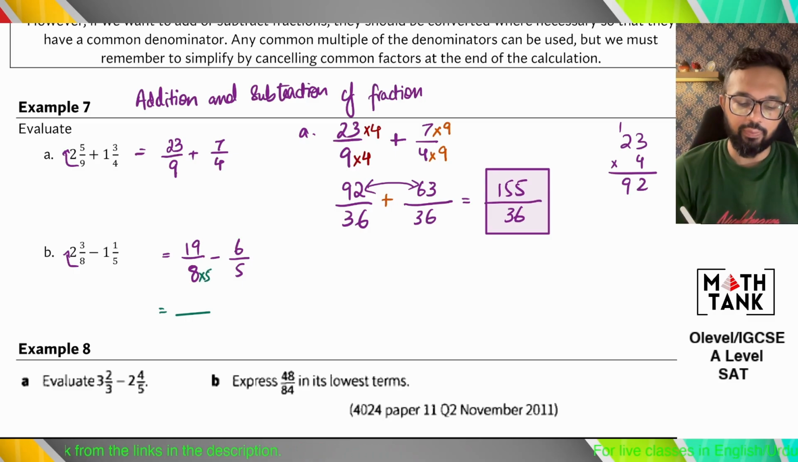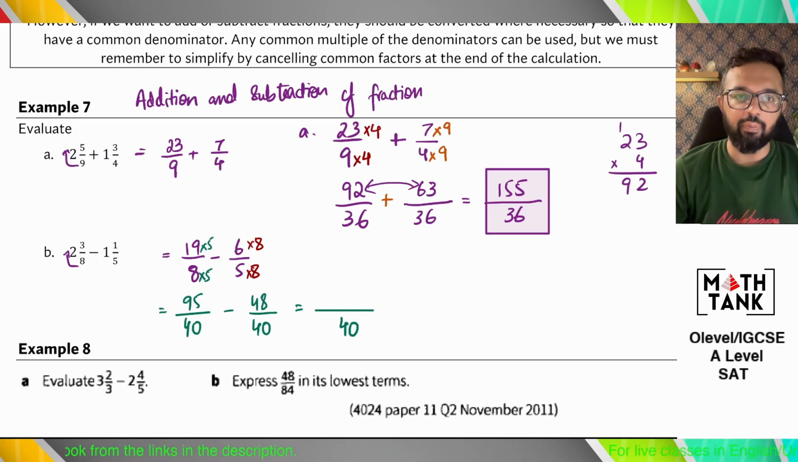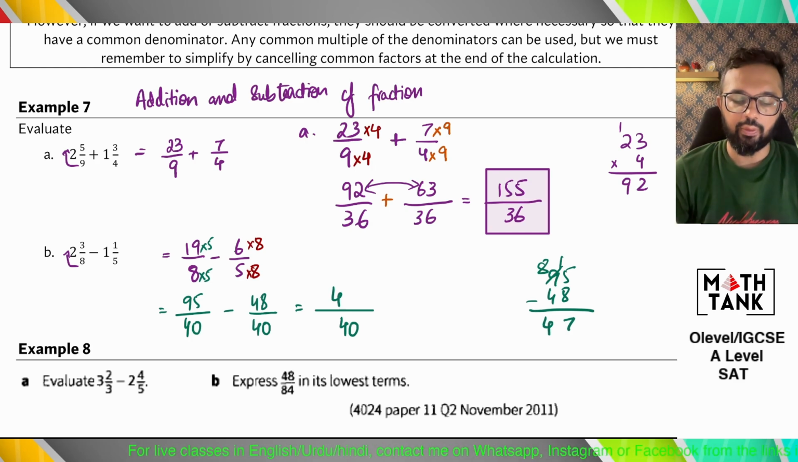If I want to make this into 40, I need to multiply both the numerator and denominator by 5 in this case and by 8 in this case. So what do I end up with? I end up with 95 over 40 minus 48 over 40. Now I can write the common denominator and 95 minus 48. Let's subtract that. You borrow, 17 and 47, so 47 over 40.